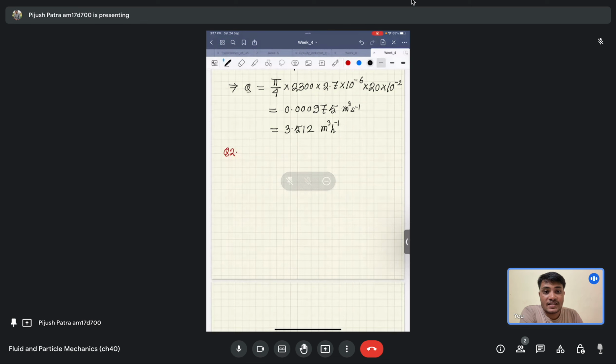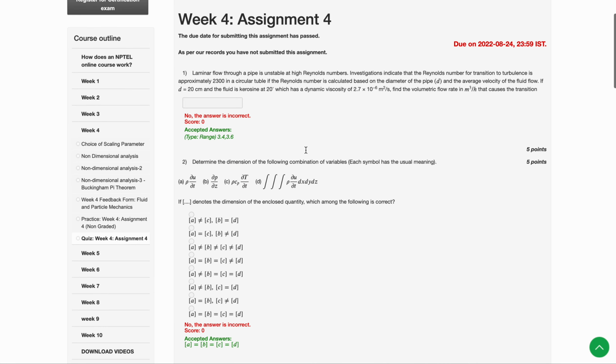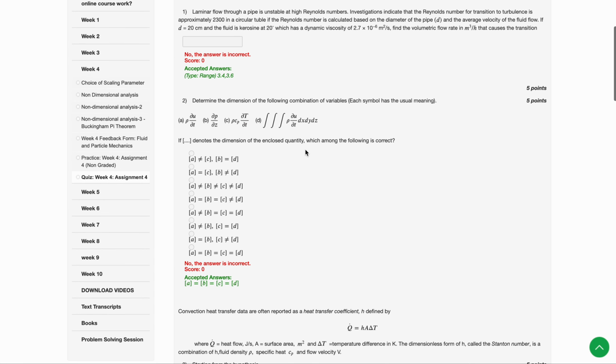So question number 2 says, determine the dimension of the following combination of variables. Each symbol has the usual meaning. Here the square bracket denotes the dimension of the enclosed quantity. Which among the following is correct?